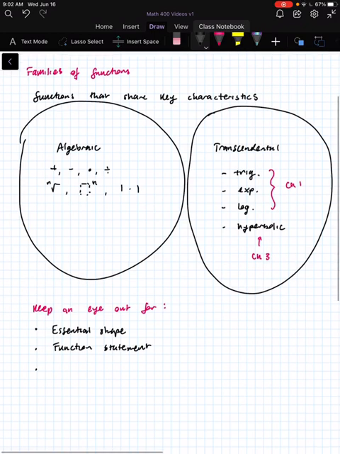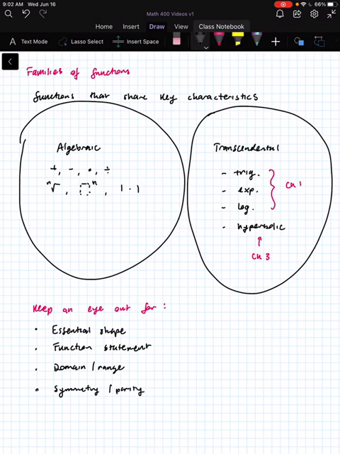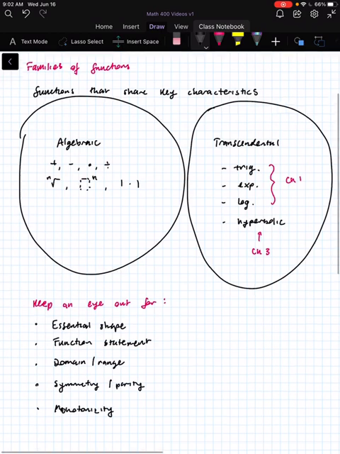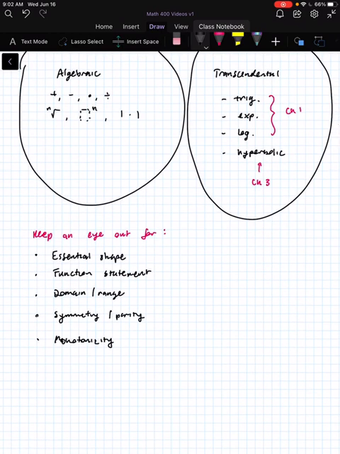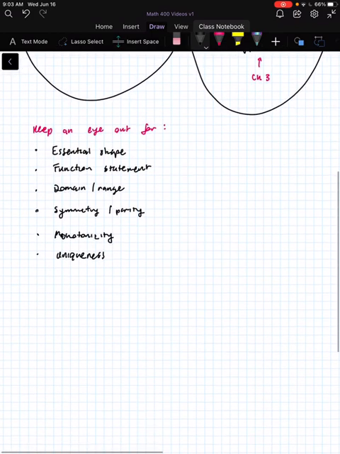And other things include things that we've discussed in the previous videos, including domain and range, symmetry / parity, monotonicity, and what sets them apart from others, right? So what makes them unique? All right, so let's dive in.